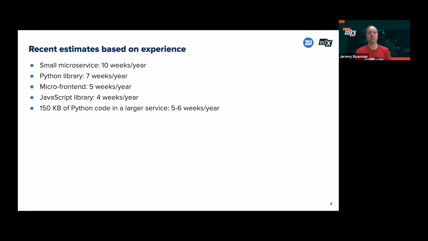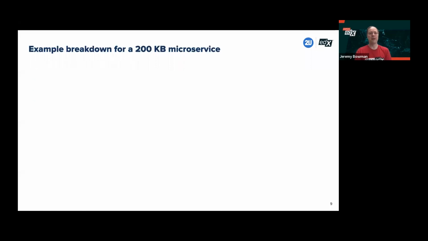For a micro frontend, 5 weeks a year. JavaScript library, maybe 4 weeks a year. And for a much larger batch of Python code, say a large library or a very large service, each additional chunk of that, about 150 kilobytes in size, would take maybe an extra 5 to 6 weeks per year. So that's maybe a little higher than I expect, but doesn't seem too bad.